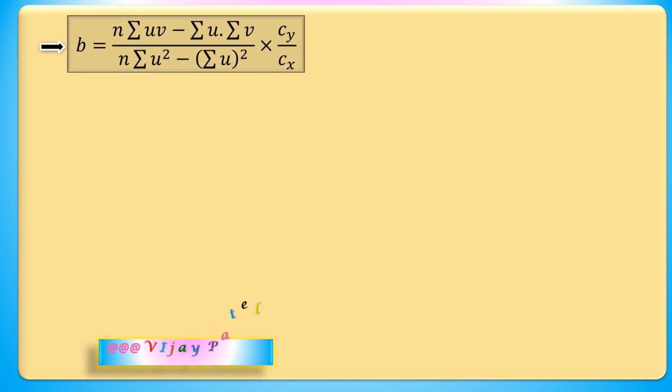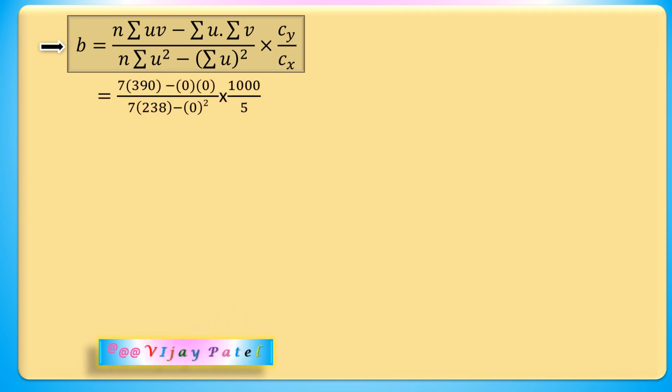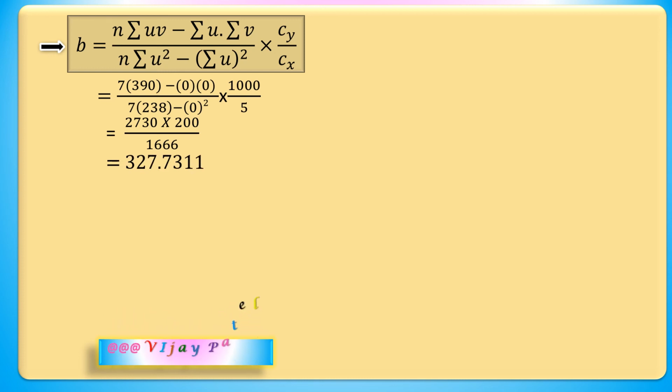We can find the value of b by using this formula. Remember this formula: b is equal to n sigma uv minus sigma u into sigma v, upon n sigma u square minus sigma u whole square, into cy by cx. By putting all values, we will get 7 into 390 minus 0 into 0, upon 7 into 238 minus 0 whole square, into 1000 upon 5. So we'll get 2730 into 200 divided by 1666. After simplifying, we'll get 327.7311.